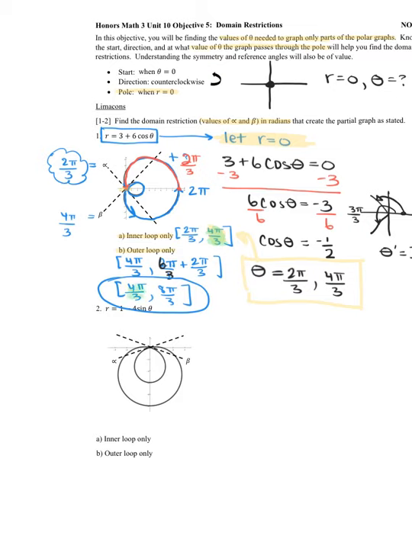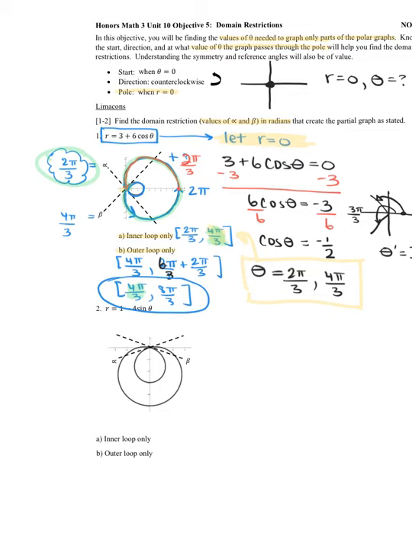And then when I go to find my exit point of the outer loop, I'm going past 2 pi, and then I'm going to add in this section up here, which in this case was that 2 pi over 3. All right. Okay, so that was a lot.